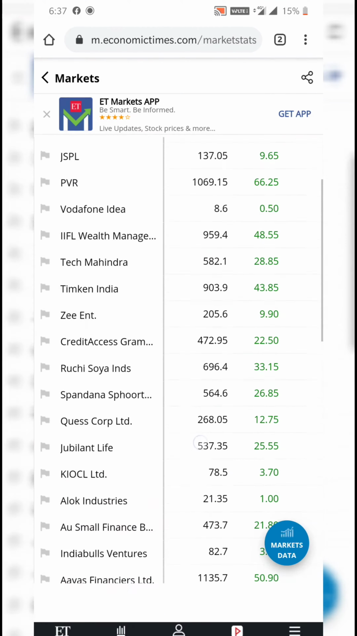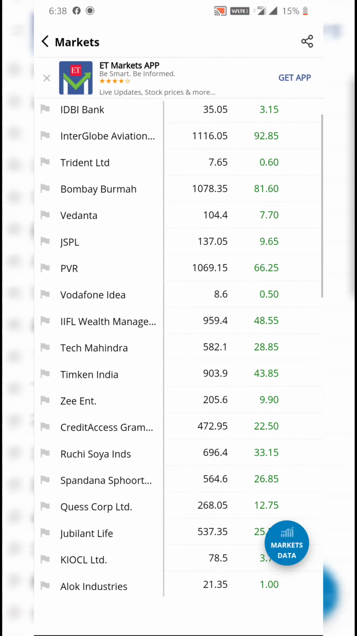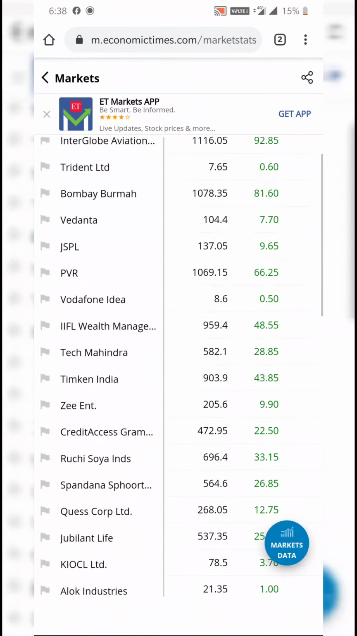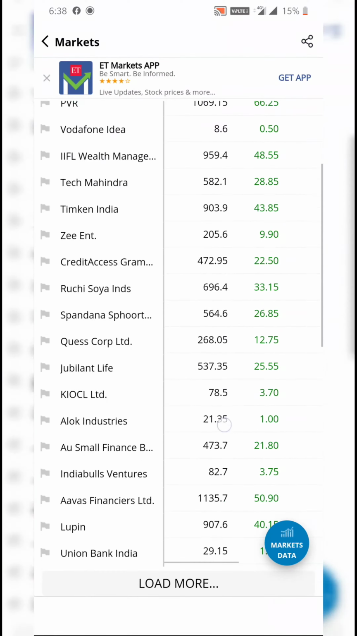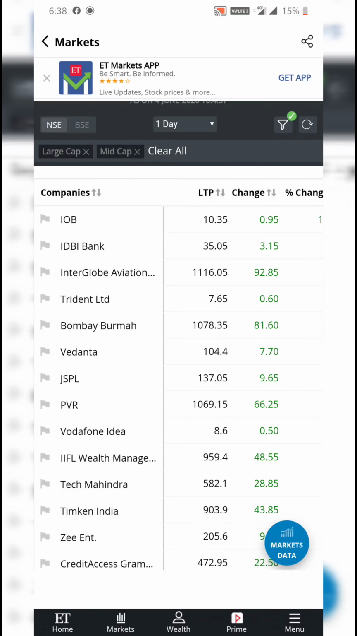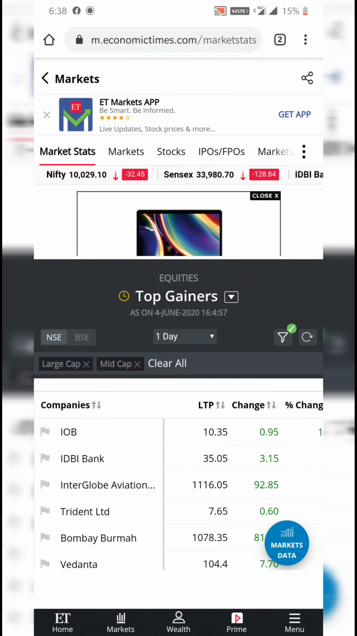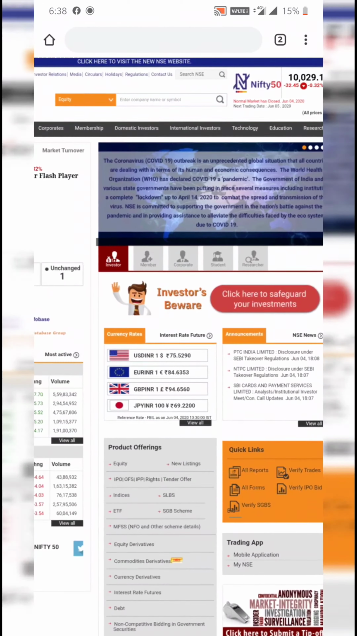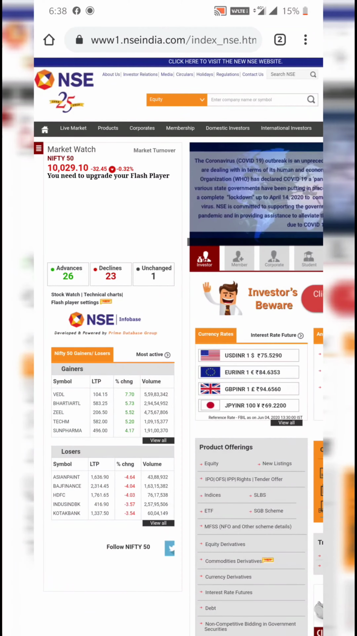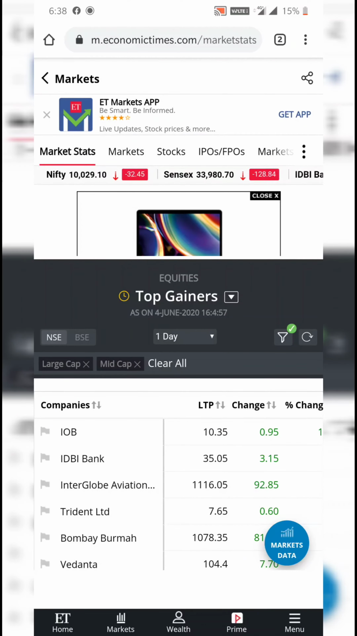Okay, firstly, we will be using ET Markets. This is the website which we will be using for trading. As you can see, you can already see which websites are trending as of today. And guys, the main website which we are going to use is nseindia.com. This is the main website, and ET Markets is the second website.